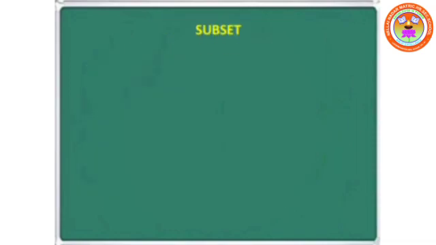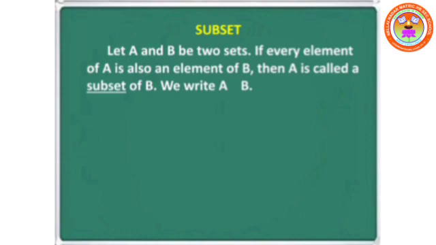Next one, subset. Let A and B be two sets. If every element of A is also an element of B, then A is called a subset of B and we write it as A ⊂ B.